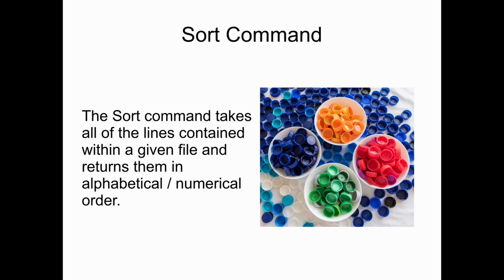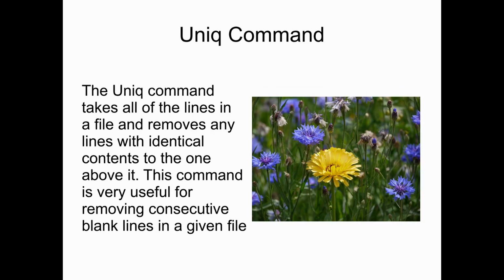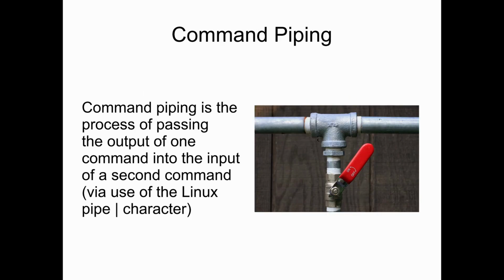The sort command takes all of the lines contained within a given file and returns them in alphabetical/numerical order. The unique command takes all the lines in a file and removes any lines with identical contents to the one above it. This command is very useful for removing consecutive blank lines in a given file. Command piping is the process of passing the output of one command into the input of a second command.